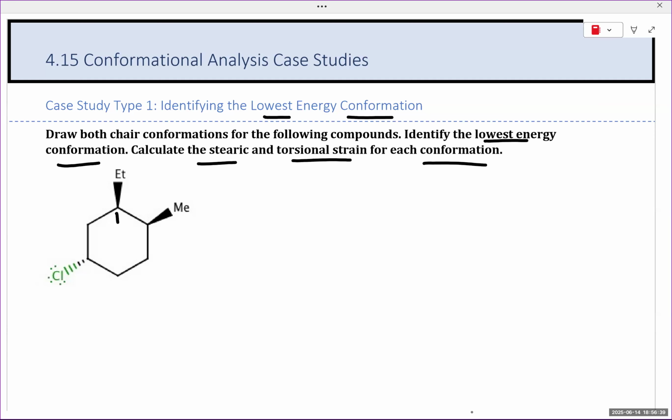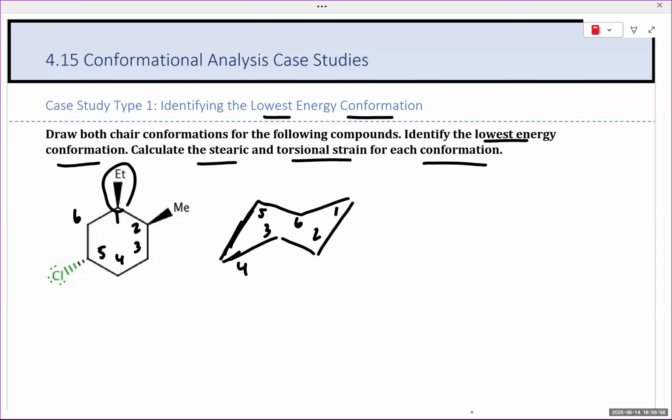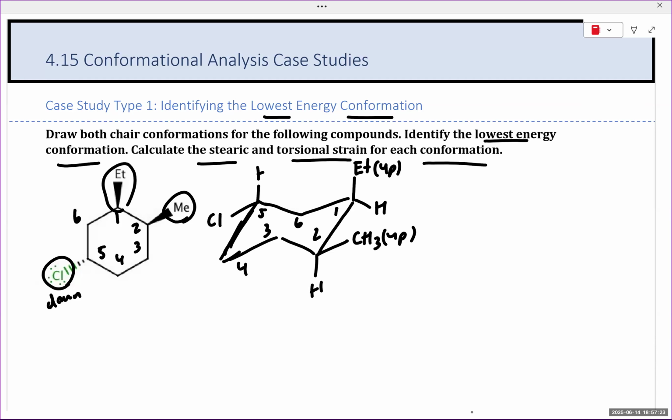Okay, so first things first, let's number our carbons. I'm going to use this arbitrary numbering. I'm going to draw out my chair conformation. From here, I'm going to number my chair. For carbon 1, the ethyl group has a wedge, so it's pointing up. The methyl group has a wedge, so it's pointing up. On carbon 2, the up position is in the equatorial position. Carbon 5, the chlorine is pointing with a dash, so it's pointing down. The down position on carbon 5 is the equatorial position.